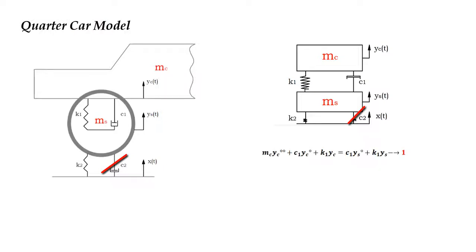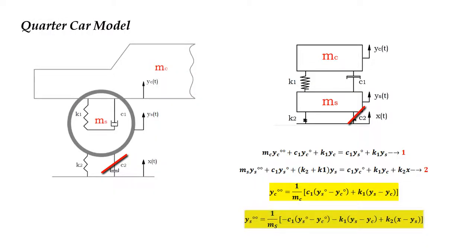By balancing the forces on MC, we have MC yc double dot plus C1 yc dot plus K1 yc equals C1 ys dot plus K1 ys. For the suspension mass, we have ms ys double dot plus C1 ys dot plus (K2 plus K1) times ys equals C1 yc dot plus K1 yc plus K2 times the input x.